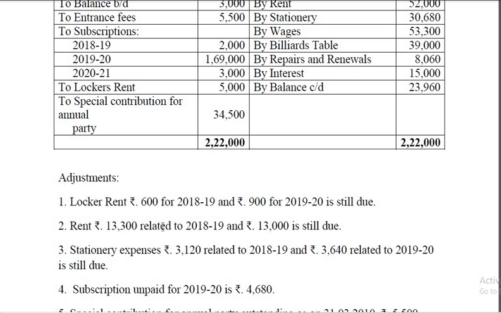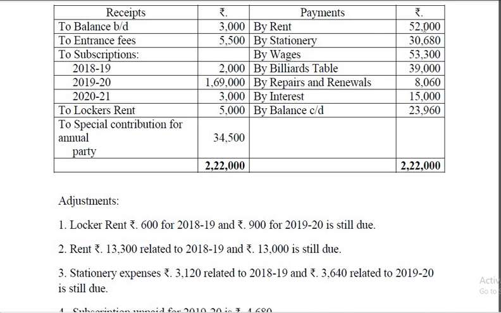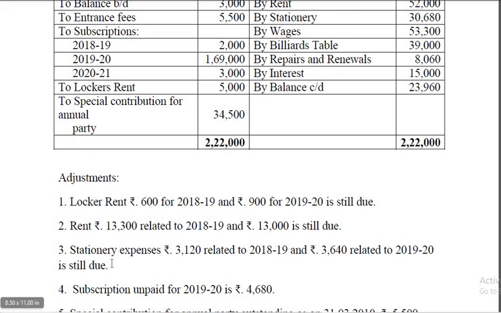Rent of 13,300 relates to 18-19. Rent is an expense, so it will come to the expenditure side. 13,300 is relating to last year. Therefore, it should be deducted. Similarly, the current year's amount due, 13,000, is relating to the current year. It is unpaid. Therefore, it should be added. So both paid and outstanding should be taken for the current year. If any item is relating to the previous year or last year, that should be excluded.